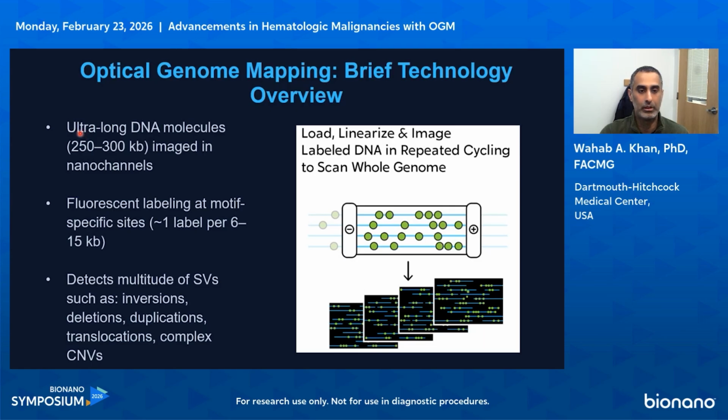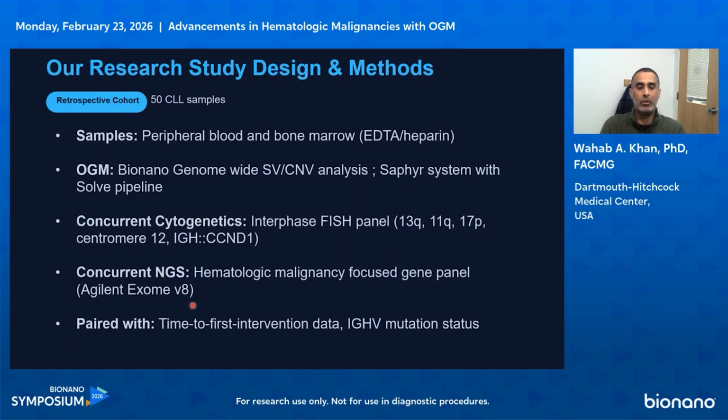Just to quickly note that this is a non-sequence-based approach. It uses long DNA molecules, upwards of hundreds of kilobases in size, that are imaged through these nanochannels. It's a fluorescent-based technique, so it has specific label motifs that are fluorescently tagged at these specific sites, which then creates this barcode, and then that is aligned or de novo assembled to the reference genome, and that allows us to pick up the multitude of structural variants that are noted here.